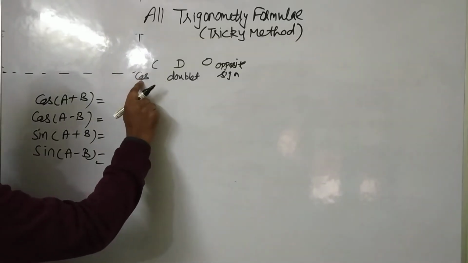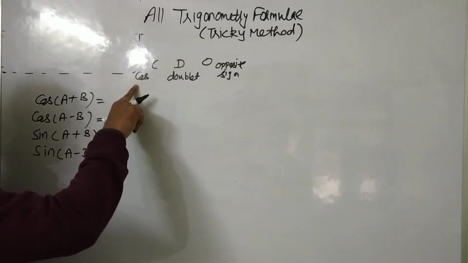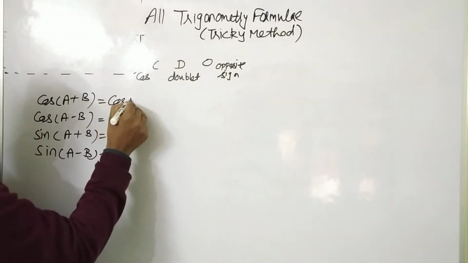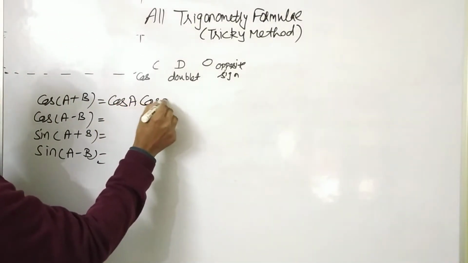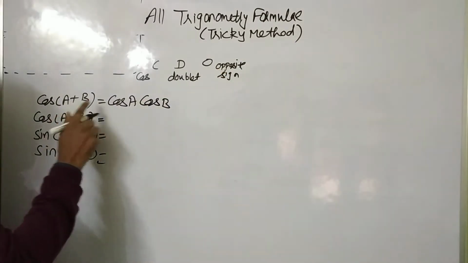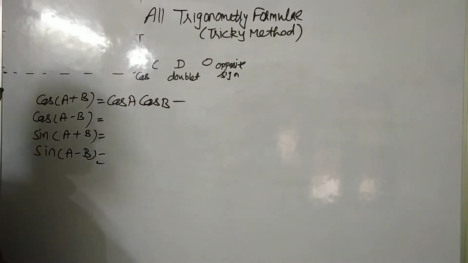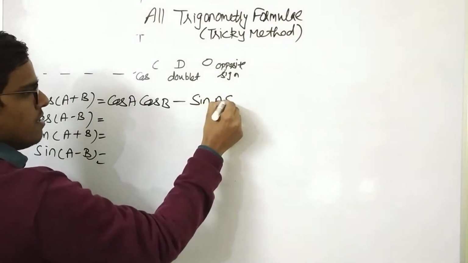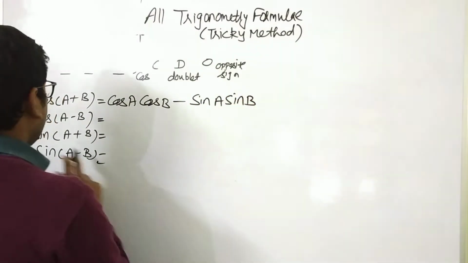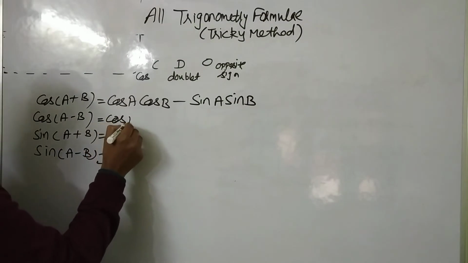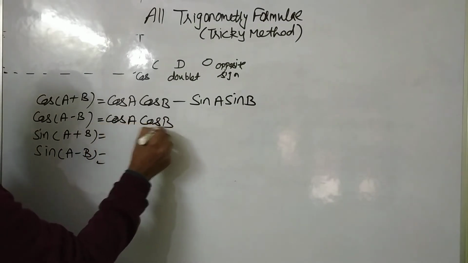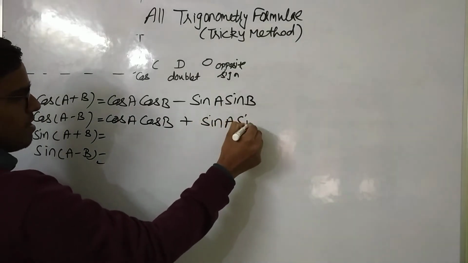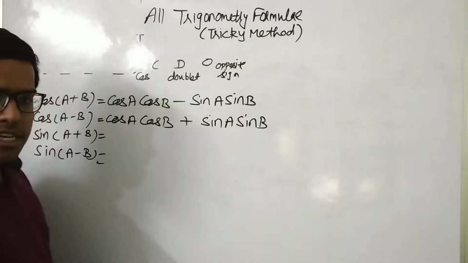Just follow the trick. C means cos, it will start from cos. D means doublet, meaning there will be a doublet. So doublet of cos: cos A, cos B. Opposite side: this is plus, opposite side means minus. So there will be a doublet again, that will be of sin A, sin B. Similarly, this is cos A cos B, opposite sign, minus plus sin A sin B. So CDO is working here.